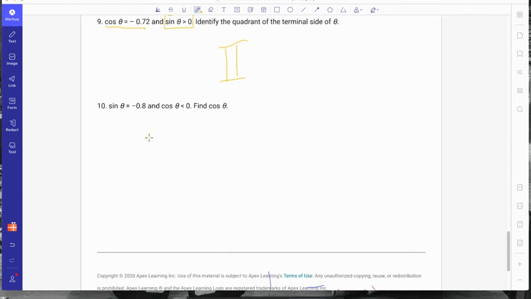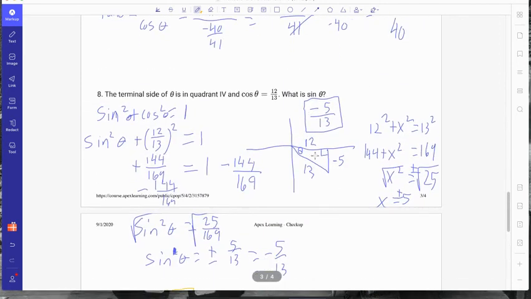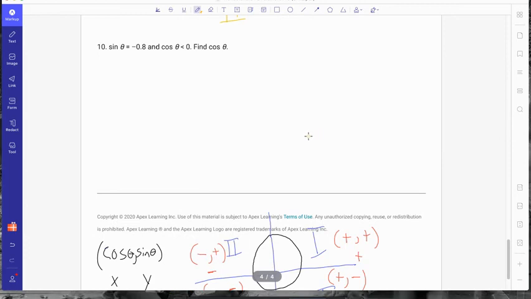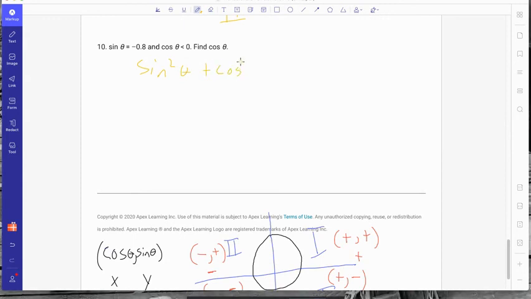Now 10, there we go. Sine of theta is equal to negative 0.8, and cosine is less than 0. If cosine is negative, we want to find the cosine of theta. This is one where we can't use the fraction method because we're not given a fraction. We are given just a decimal. So this is one where we have to use this formula, which without the fraction probably makes it look a little bit easier.